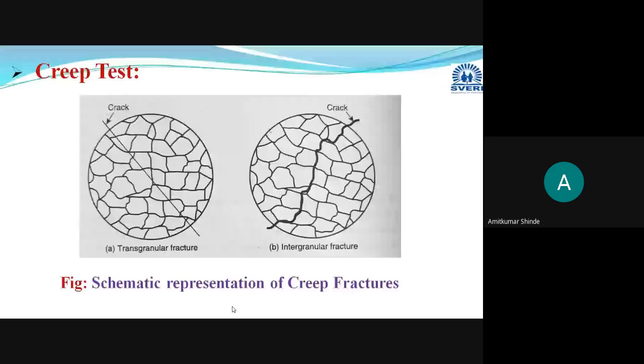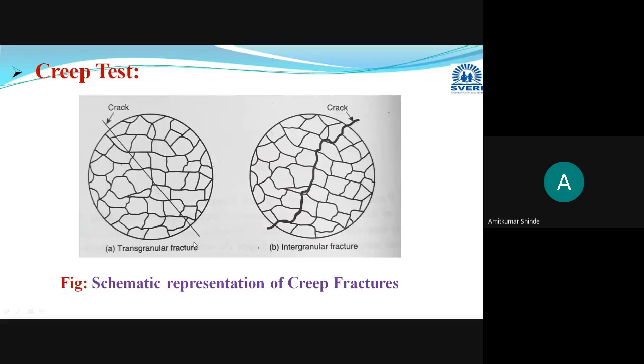To understand this, you have to understand some concepts here, so that you can easily remember which type of crack will occur. Now, the crack formed in this first diagram is transgranular, which is also known as transcrystalline fracture.